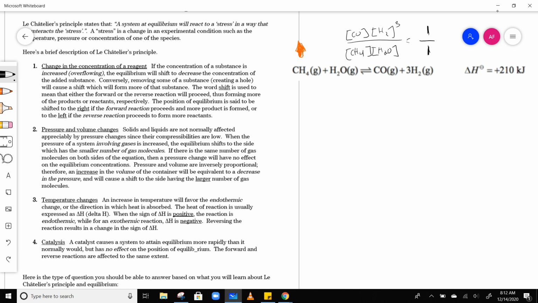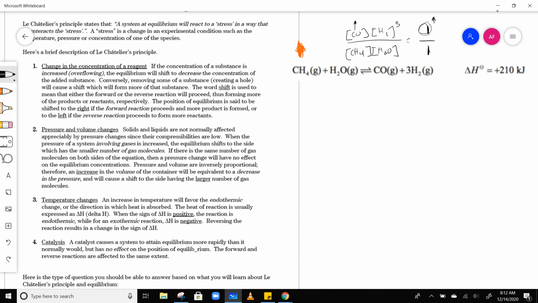If we add CH4 here artificially, if we add some, this number goes up. That means this is going to go up. So what we need to do is bring that number back down, and we also need to bring this number up, to reestablish that 1:1 ratio.